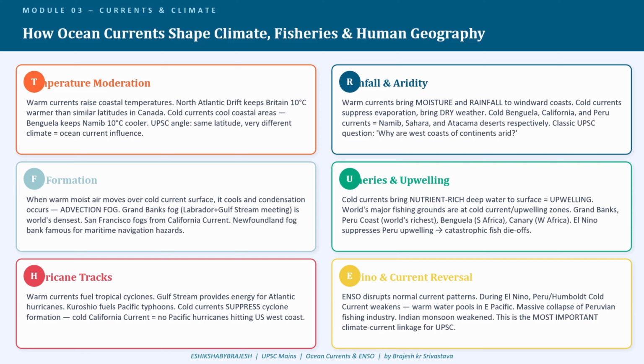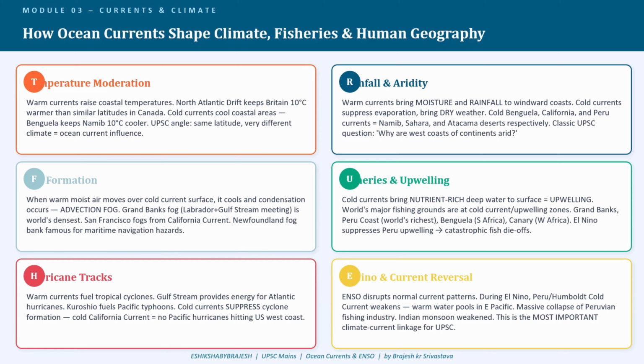The nutrients feed phytoplankton, which feeds zooplankton, which feeds small fish like anchovies and sardines, which feed larger fish and marine mammals. The world's major fishing grounds are all at cold current upwelling zones: Grand Banks, Labrador plus Gulf Stream, Peru coast, Humboldt, Benguela, Southwest Africa, Canary, Northwest Africa. Peru's upwelling zone was producing 20% of the world's entire fish catch before El Nino disruptions.